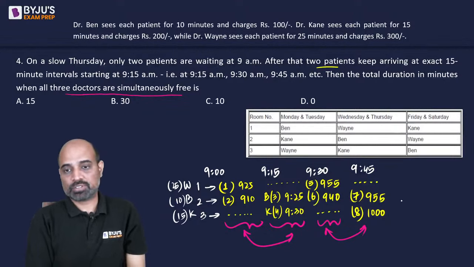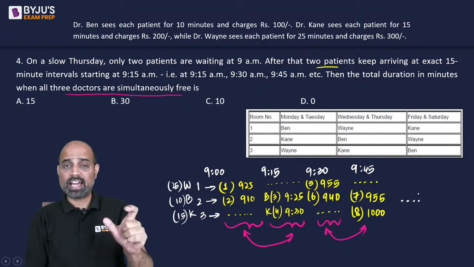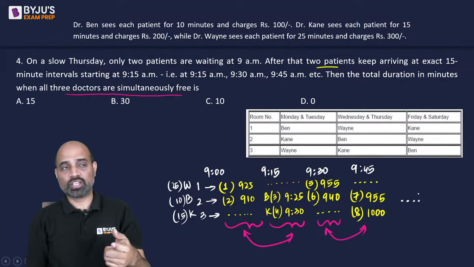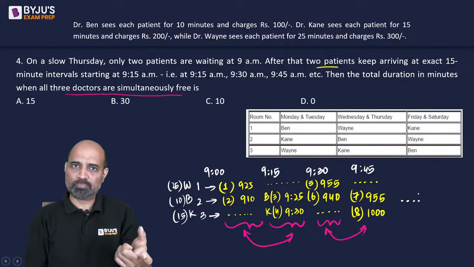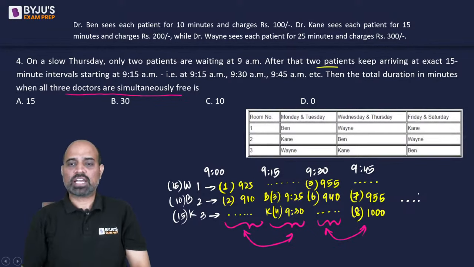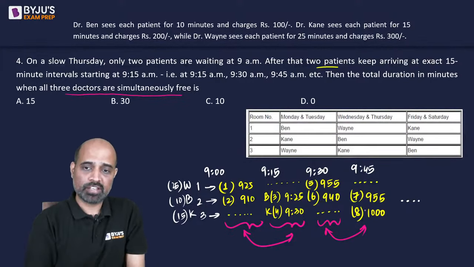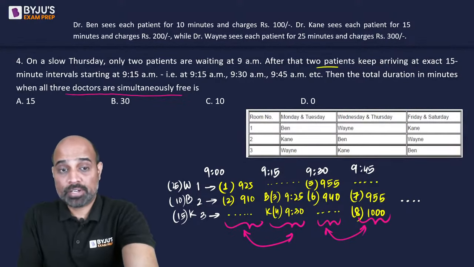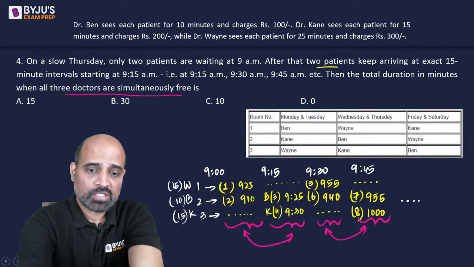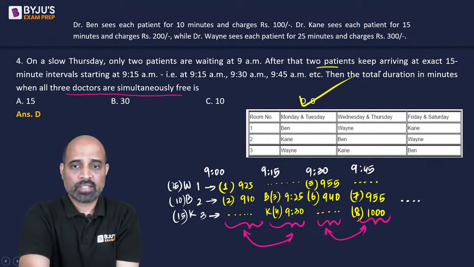If this continues, can we say that from 9 o'clock to 11:30, we will have proper pairs of 15 minutes, that's half an hour? So can we say it will never happen that all three doctors will ever be simultaneously free, right? This is never going to happen, right? So we are going to get the answer D. It's never going to happen. So the answer is D.